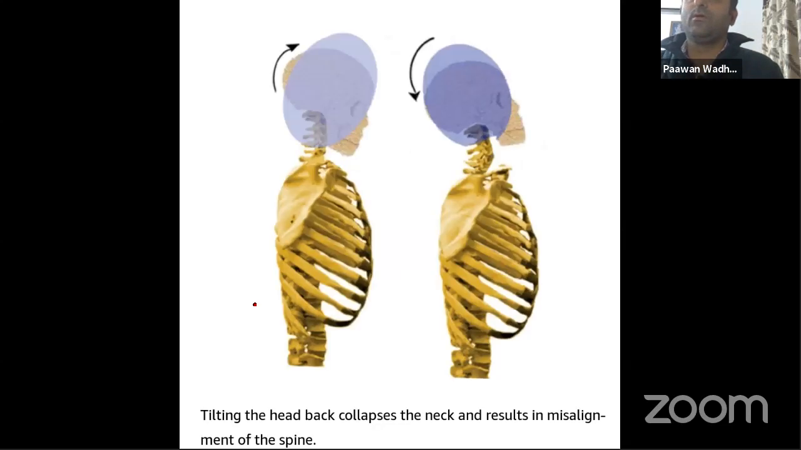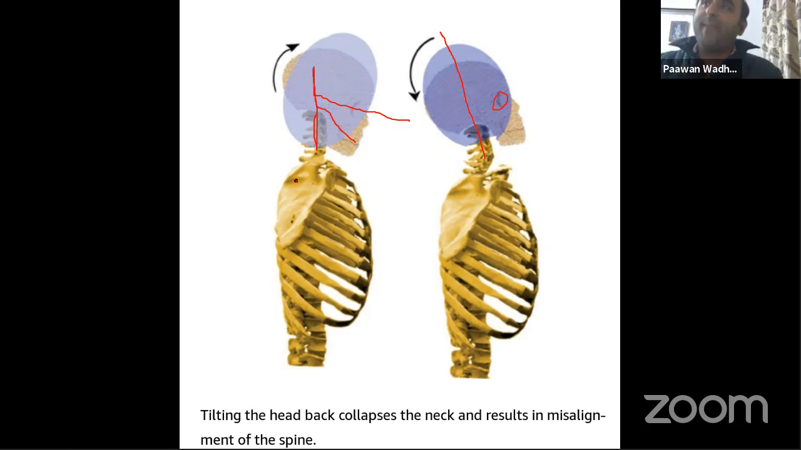So this is your neck, tilting the head back. Here you're tilting your head back. These are your eyes, and you're tilting your head back, and this is collapsing your neck. Tilting the head back collapses the neck and results in misalignment of the spine. But if your head is a little tilted down, then your neck, see the beauty here. Eyes are seeing like this, and your neck is so straight. My God, good. This is the beauty of my demonstrations which I wanted to tell you.